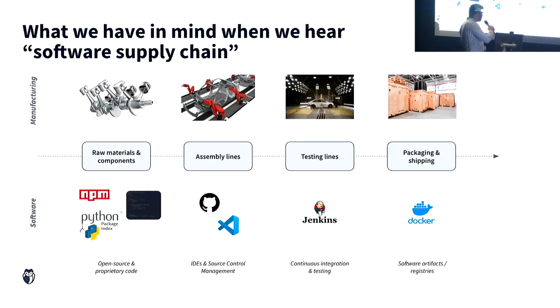So we know what we're talking about when we hear the supply chain, when we're referring to physical supply chains, in auto manufacturing and other areas. But it's very similar for software. So you have your open source packages and dependencies. You've got your IDEs, your development environments. And then once you've built it, it needs to go into testing. And then we send it out through artifacts. So this is a very nice, pretty picture of what the software supply chain can look like.